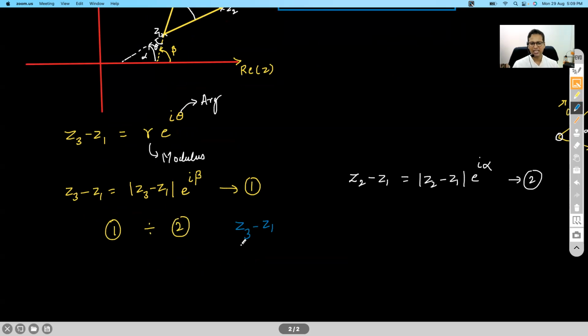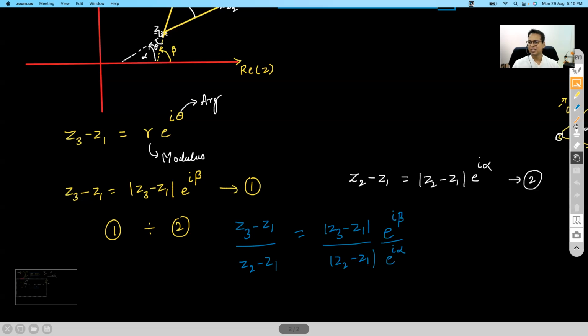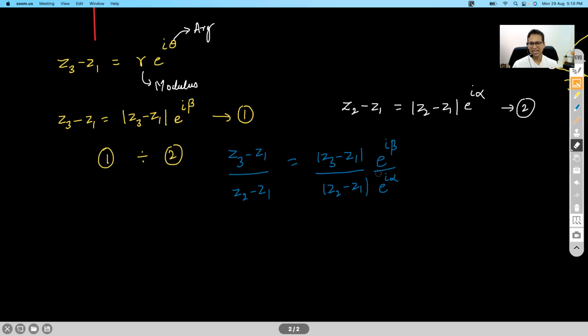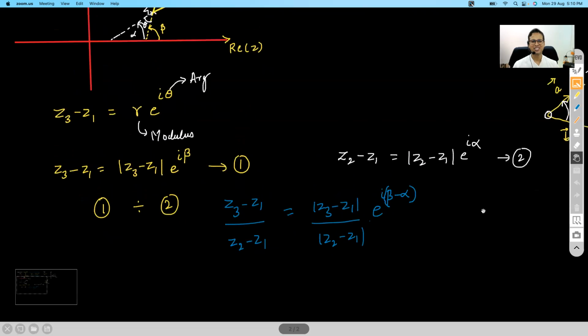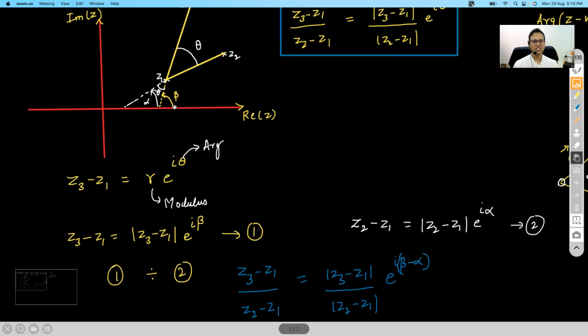So I'm taking the left side of 1 and dividing it by the left side of 2, equal to mod of Z3 minus Z1 divided by mod of Z2 minus Z1. Okay. And of course, you have e to the power I beta divided by e to the power I alpha. Correct? Now, may I write this as beta minus alpha directly here without wasting much time? Yes or no? Now come back to the figure again. Tell me, what is beta minus alpha?